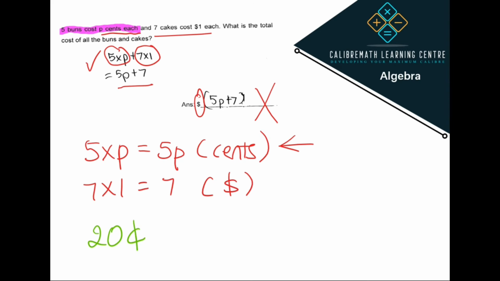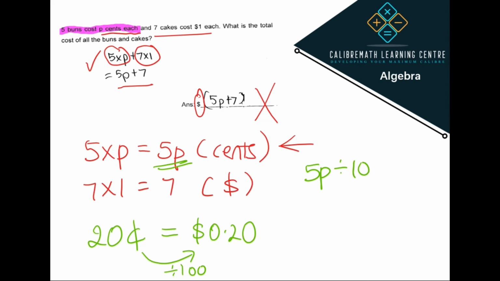If it's 20 cents, how do you write 20 cents in dollars? You know that 20 cents is written as $0.20. And how did 20 become $0.20? That meant that you have divided by 100 because you moved 2 decimal places. So in order for you to change your 5P cents to dollars, you can divide 5P by 100. And you will get your answer to be 0.05P. And now this is in dollars.